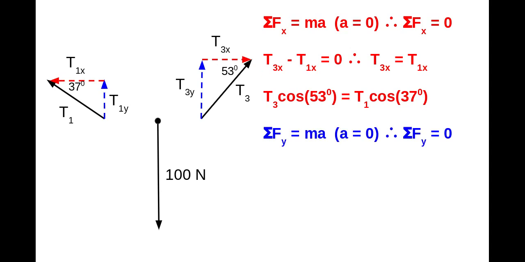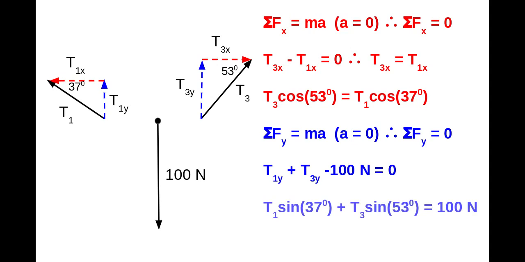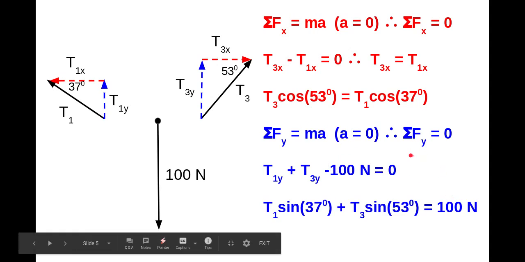Let's repeat the same thing for the y direction. Again, there is no acceleration in the y direction, so all those forces will add up to 0. We have three forces in the y direction. We have T3y going up and T1y going up, so those are both positive. And then we have 100 newtons going down, so that will be negative. Write these in terms of the sine of the angles. And we have T1 sine 37 plus T3 sine 53 equals 100 newtons. I just added 100 to both sides to get it over here.